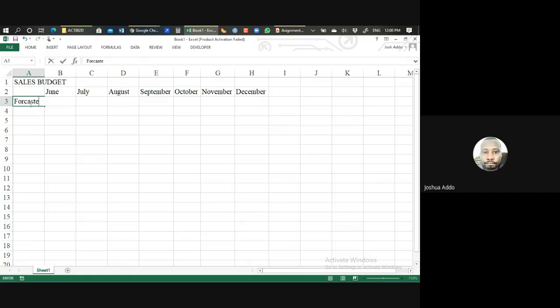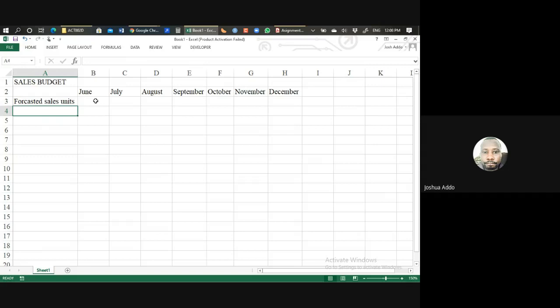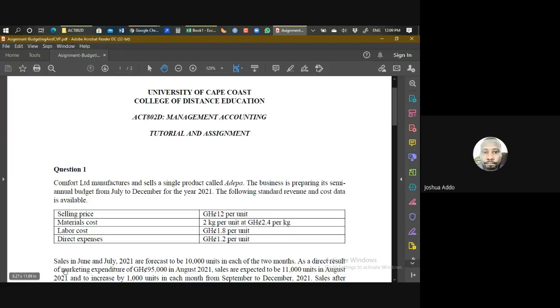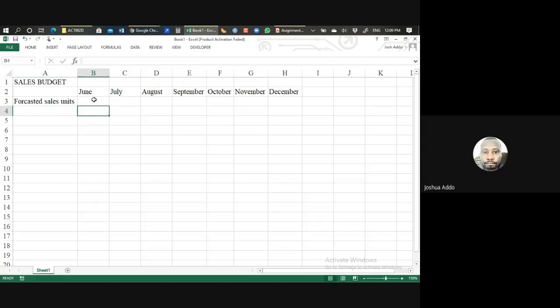Forecasted sales units. As I'm going, if you have any question, you can just make me pause. Forecasted sales units. From the question said, sales in June and July 2021 are forecasted to be 10,000 units in each of the months. So let's go and just put them there. 10,000 units. Okay, 10,000 units.